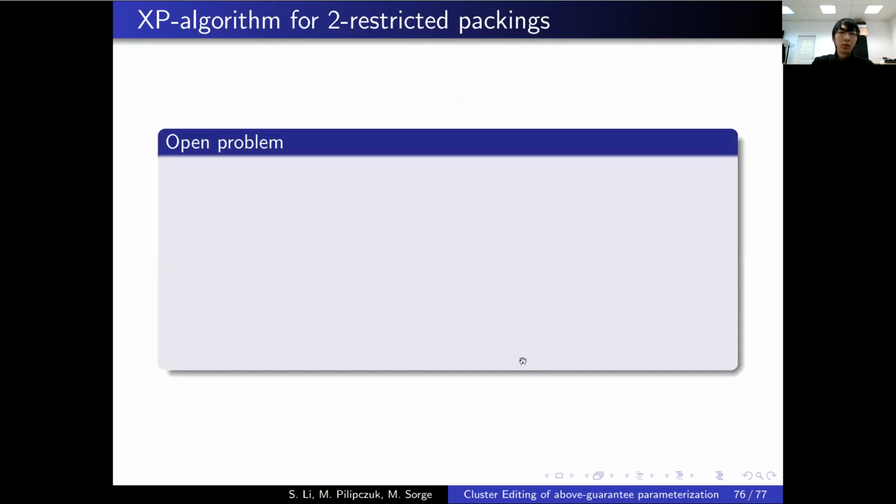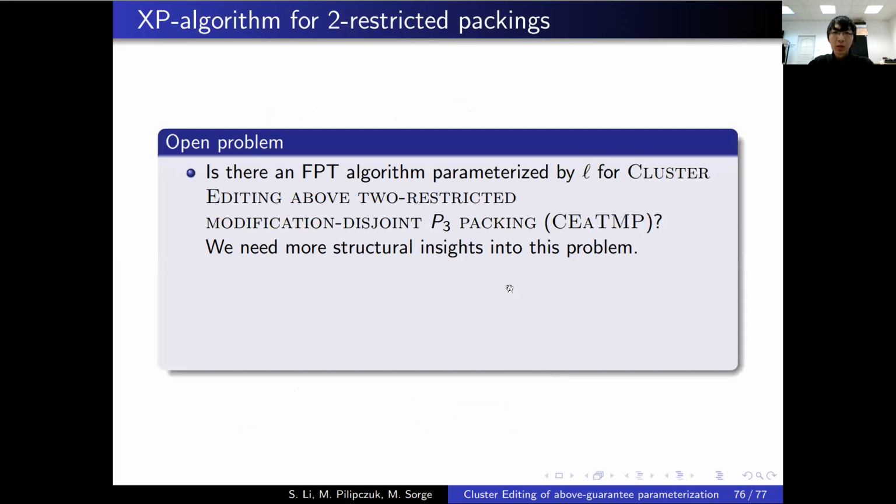So this finishes our XP polynomial time algorithm. But then let's conclude with some open problems. The first open problem is whether there is an FPT algorithm parameterized by L for the problem CEATMP. We have shown this problem is in XP. However, it is still possible to be FPT, but we need some more structural insights into this problem.